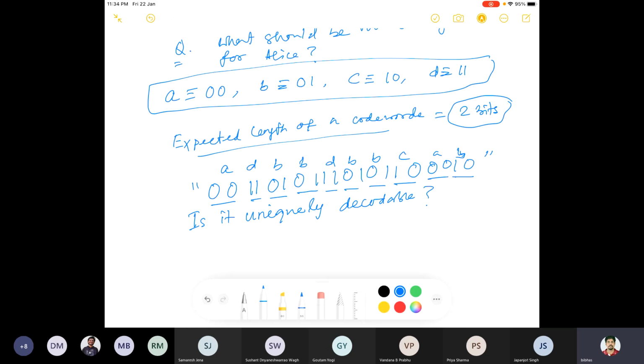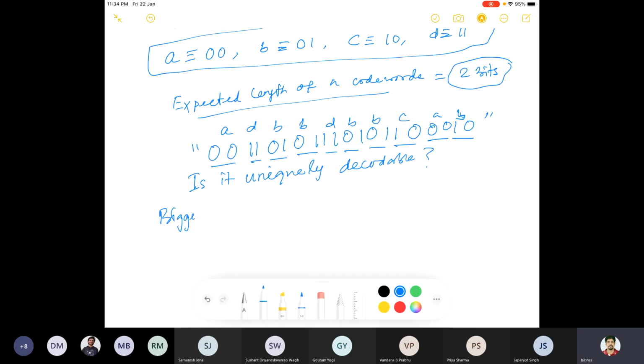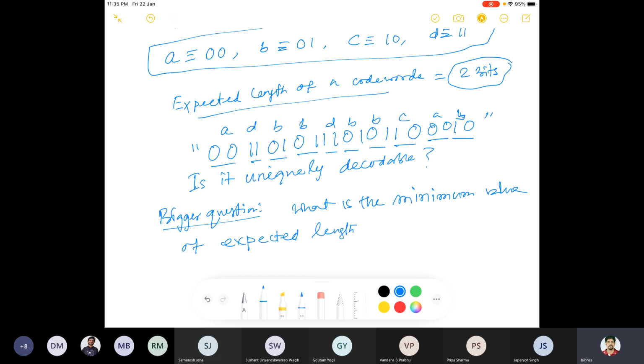So the bigger question here is, let me directly ask this question: what is the minimum value of expected length of a code word, among all possible codes?